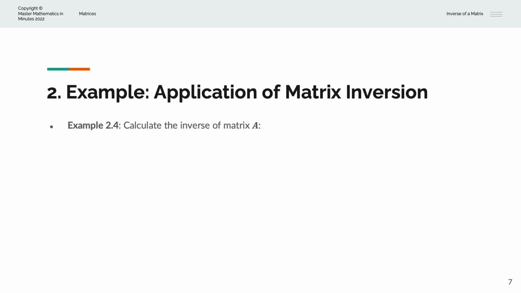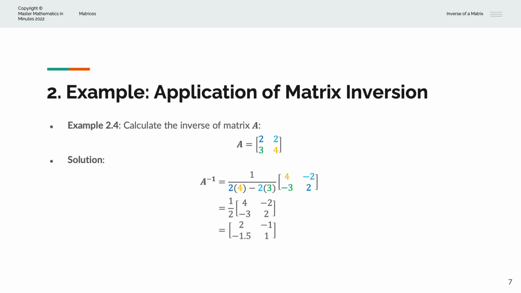And the fourth example is where we also calculate the inverse of matrix A. And so once again, we have the inverse of matrix A as equals to, step 1 is where we take 1 divided by the determinant of the matrix, AD minus BC. So A is 2 multiplied by D, which is 4, minus B, which is 2, multiplied by C, which is 3. And step 2 is where we swap the positions of A and D.